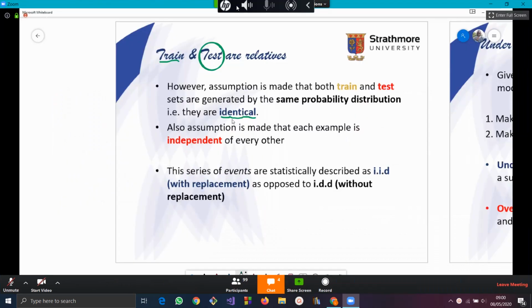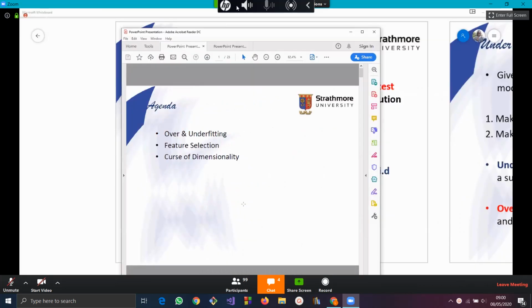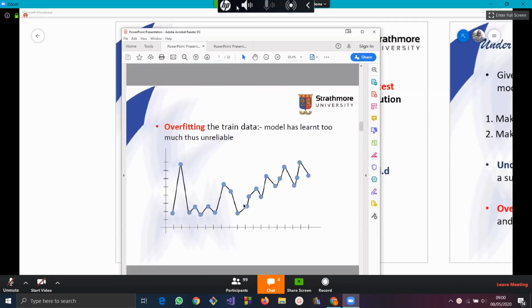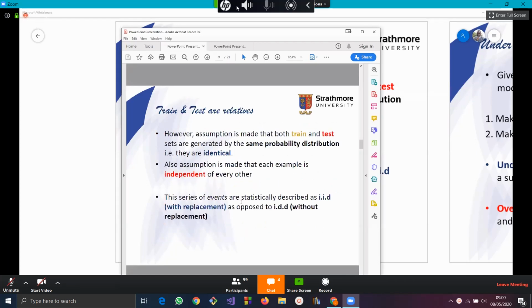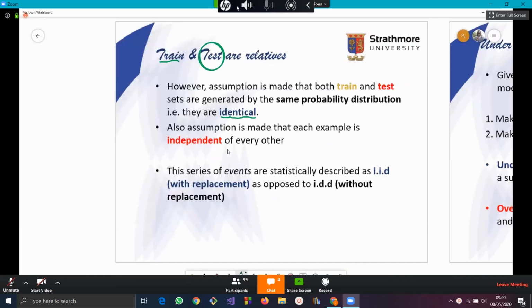The next assumption that we make here is that, so that slide is not complete due to the Microsoft whiteboard. So there are two assumptions drawn from statistics. Good, same probability distribution. Then the next is that each example is independent of each other. What do we mean? Each example is independent.